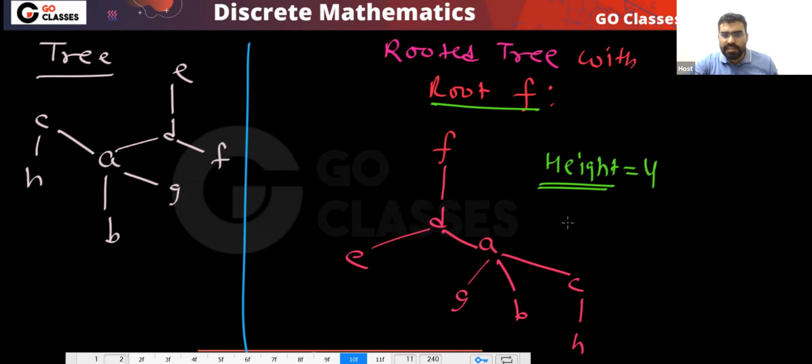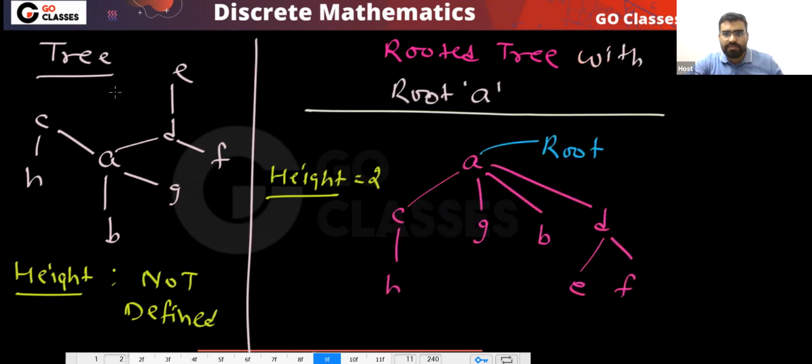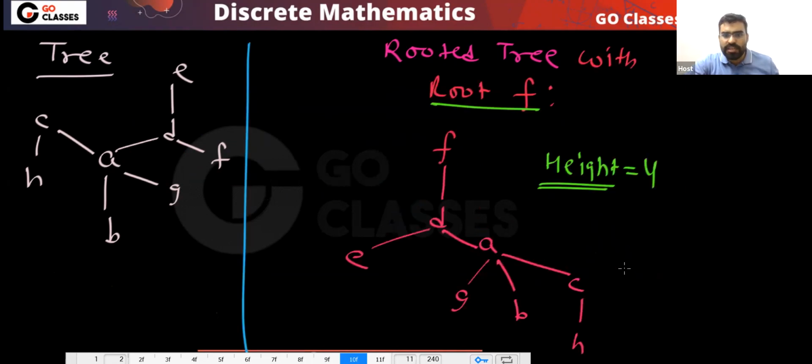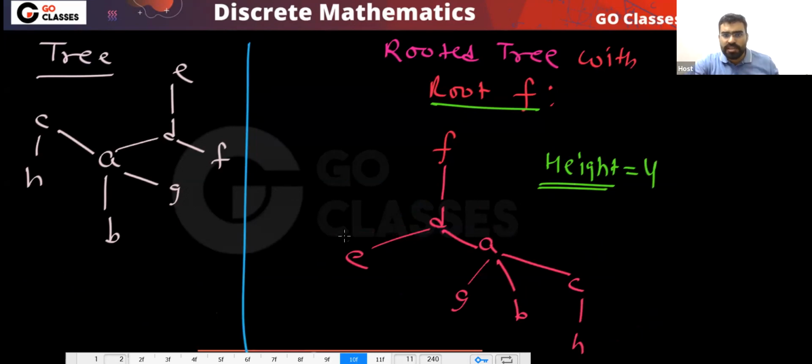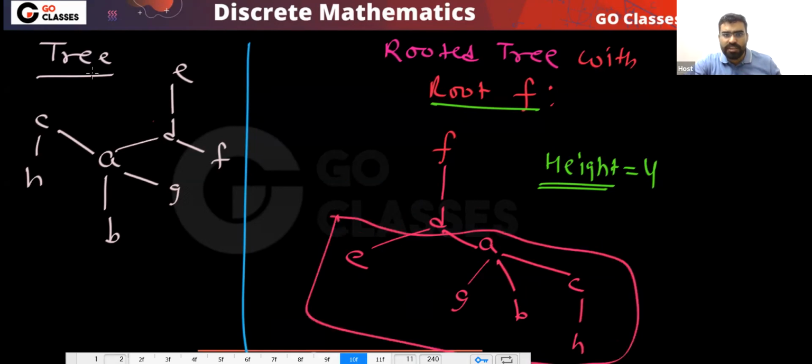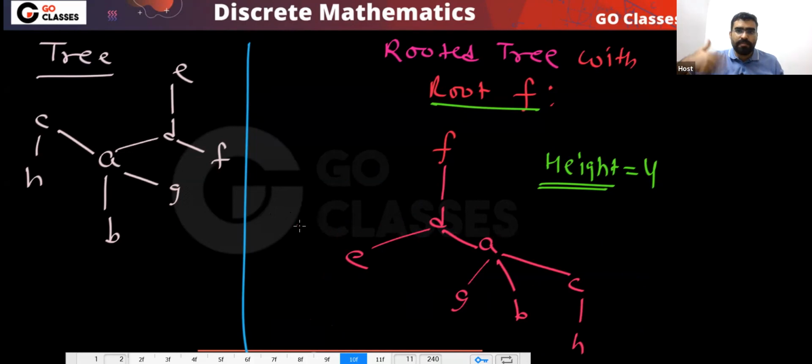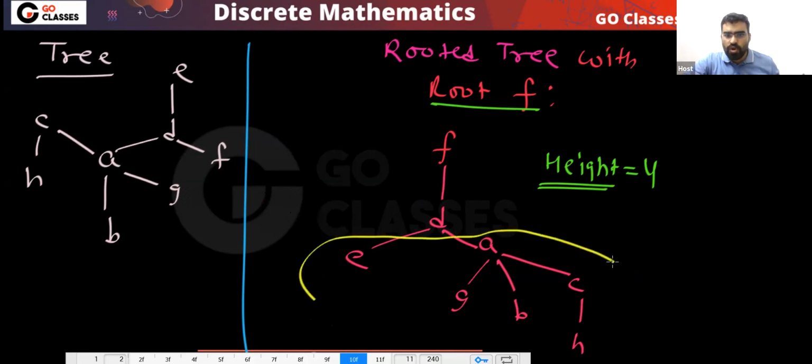And if I ask you, what are the descendants of D? Here you can see the descendants of D are E, F. These are the descendants of D. Clear? Remember, ancestor means like my father, my grandfather, and so on. Those are ancestors. And descendants means my child, my grandchild, and so on. So these are the descendants. Very simple concept.